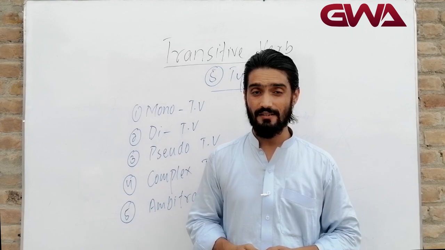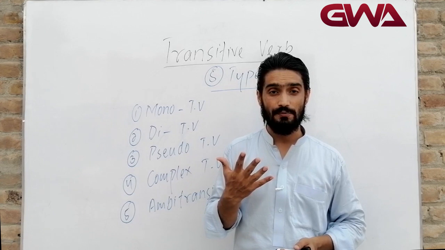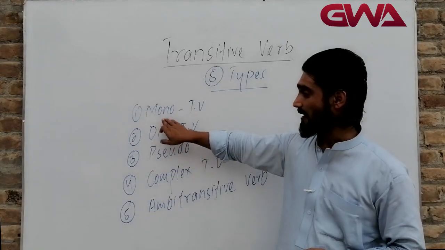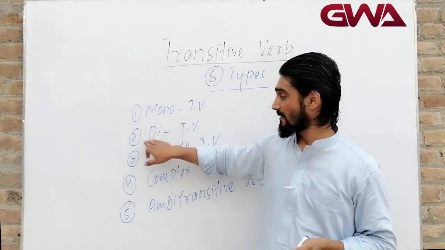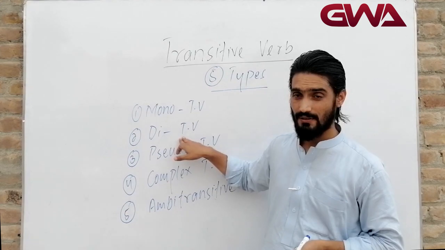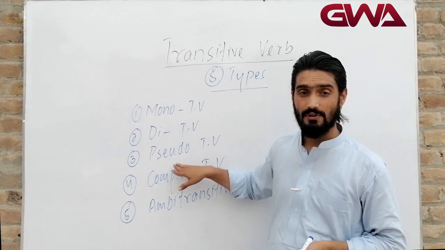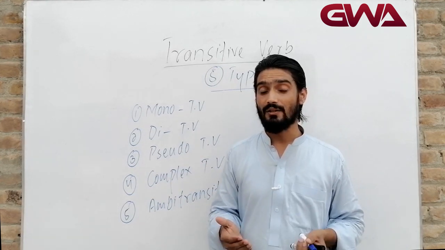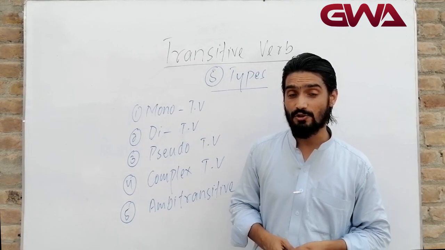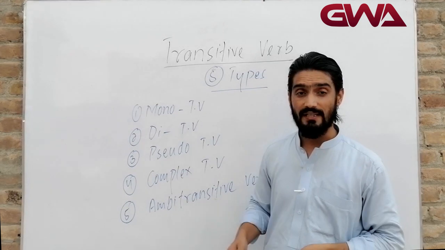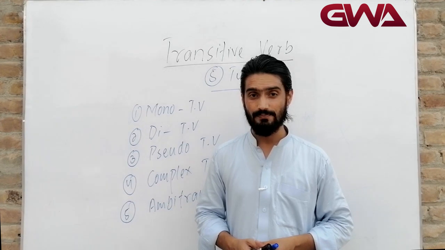Let's start with transitive verb. Transitive verb has 5 types. Remember, 5 types. Number 1, monotransitive verb. Mono means one. Ditransitive verb. Di means two. Pseudo-transitive verb. Pseudo means not real, not genuine. Number 4, complex transitive verb, and the last one is ambitransitive verb. Let's study them one by one.